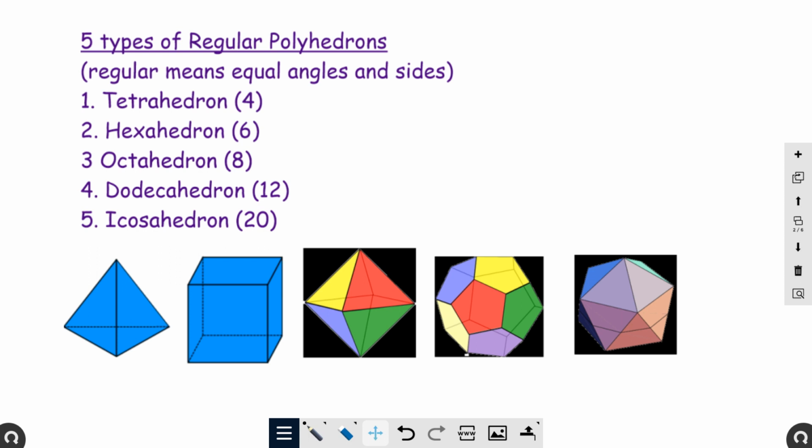So what we're going to do next is we're going to use Euler's formula to help us find different things. So what does Euler's formula say? Good. Faces plus vertices equals edges plus 2. So let's look at some sample problems of that.